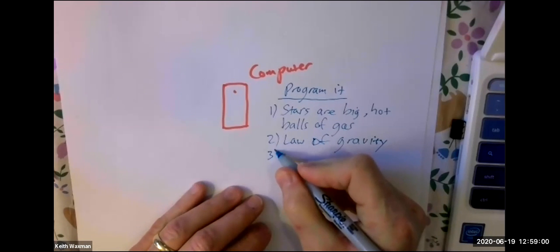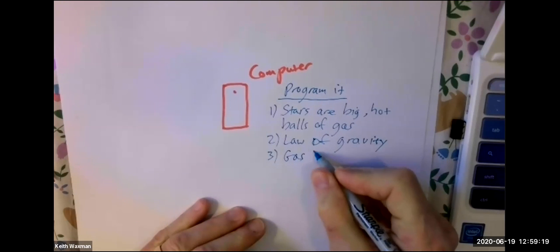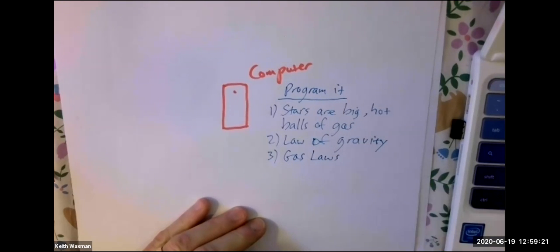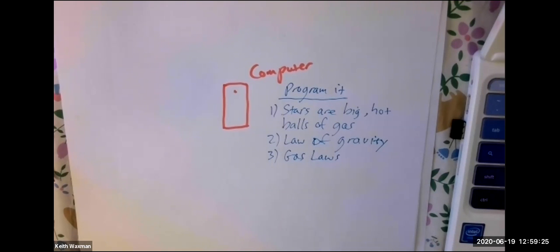Then, computer, you have to know about laws that pertain to gases. There are certain laws that tell you if a gas is a certain pressure, what the temperature would be, or if it's a certain temperature, what the pressure would be. You know what they're called? Gas laws. The computer has to know those. Those are the laws that govern stars, because stars are big balls of gas.